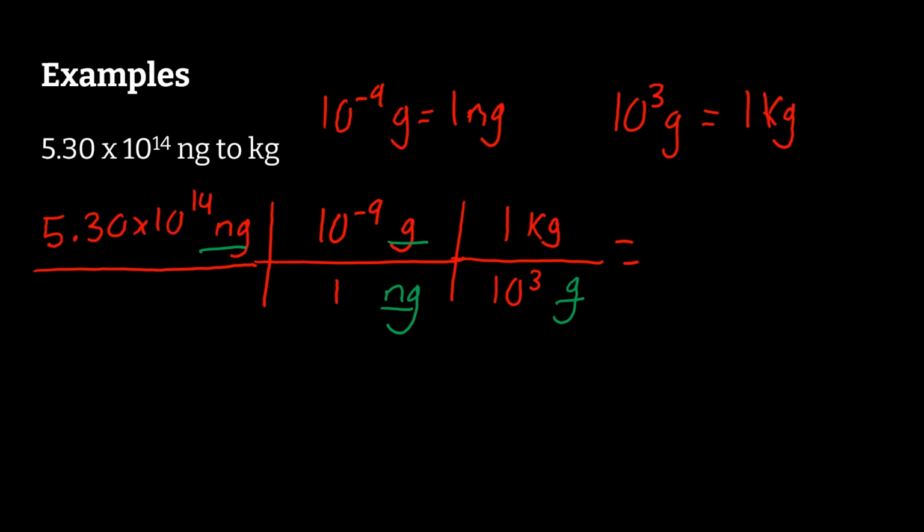And we're able to solve. We're going to multiply the top and divide the bottom. So 5.30 times 10 to the 14th times 10 to the negative ninth times 1, all divided by 10 to the third. And this will end up providing us 530 kilograms.